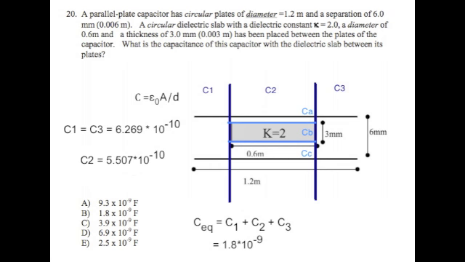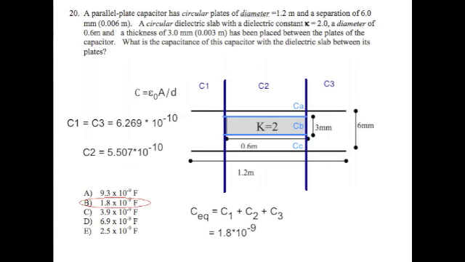Now that you have the capacitance of section 1, 2, and 3, you can find the equivalent capacitance of the capacitor. Because the sections are in parallel, you just add their respective capacitance together, and then you get 1.8 times 10 to the negative 9th.